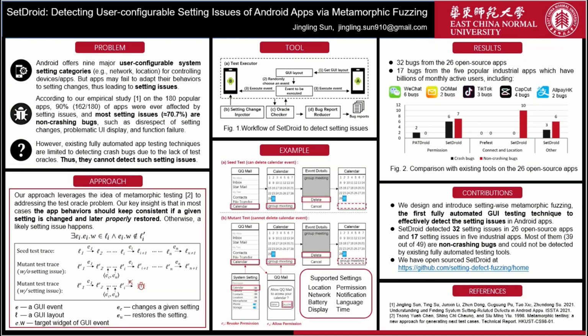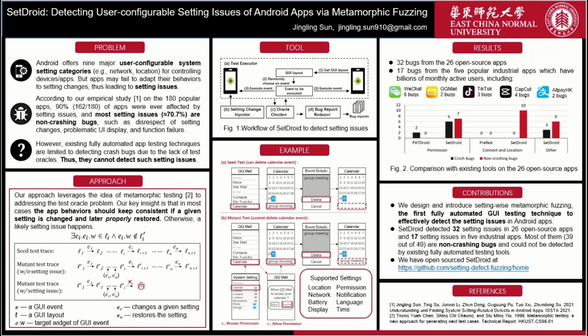To fill the gap, we designed and introduced setting-wheel metamorphic fuzzing, the first fully automatic testing technique to overcome the oracle problem in detecting setting issues. Metamorphic testing is a property-based software testing approach to addressing the test oracle problem.